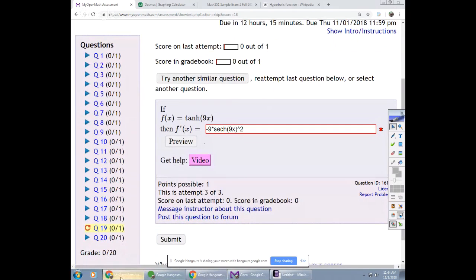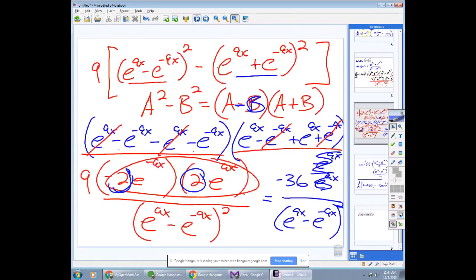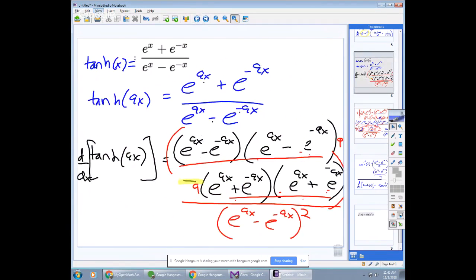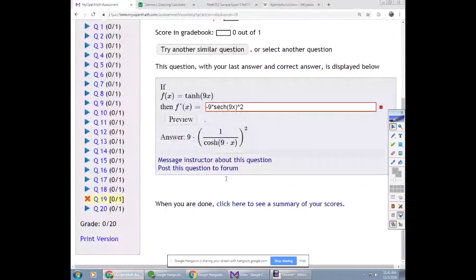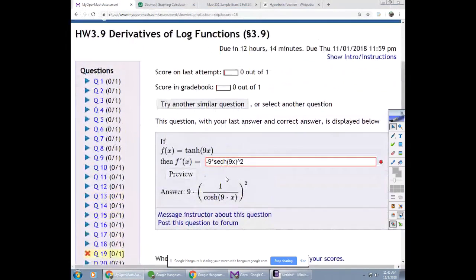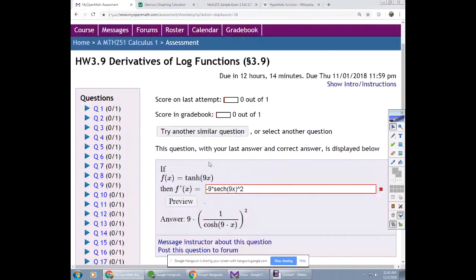Did I make a sign error somewhere? Let's see, where are my notes? Hand me your computer. It's taking it weird. I don't see a sign error, but it's possible I have one. Number 19. Let's see what it really wanted. It's 9 times 1 over cos. Oh, there it is, right there in front of me. The negative. Oh, I must have a sign error. It's not negative. It should be positive. Oh, I got a sign error in here somewhere.